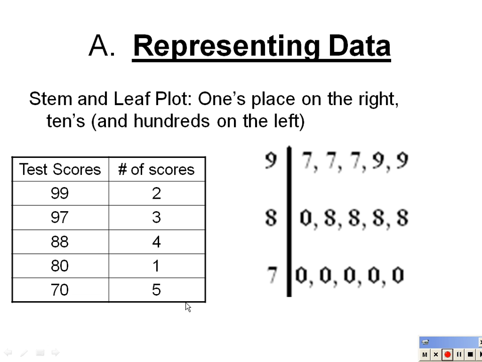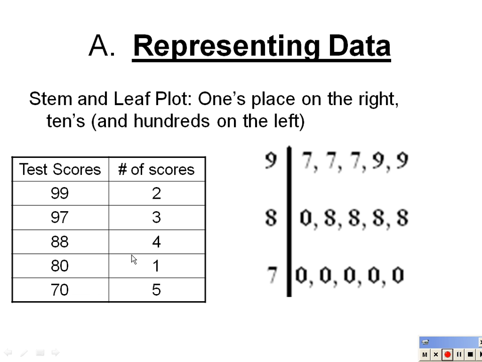Another way we can represent data is with something called a stem and leaf plot. Basically how this works is we put the digits that are in the ones place on the right, and then we put all the other digits to the left of a bar. So for example here, 70. I've got 5 scores of 70. So I'm going to put the tens number, which is 7, on the left, and to the right I'm going to put 0 5 times. And what this represents is 70 5 times.